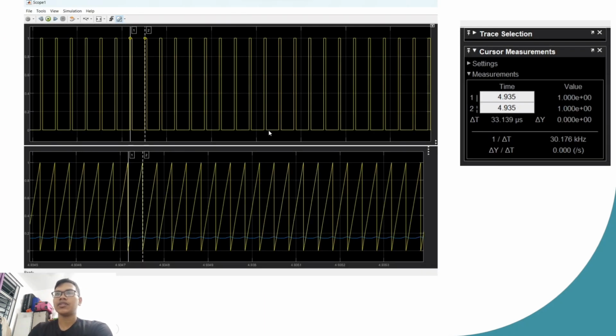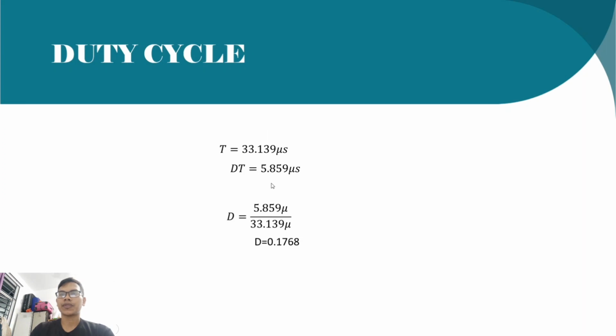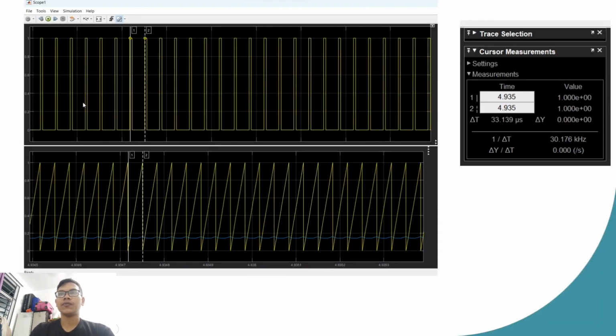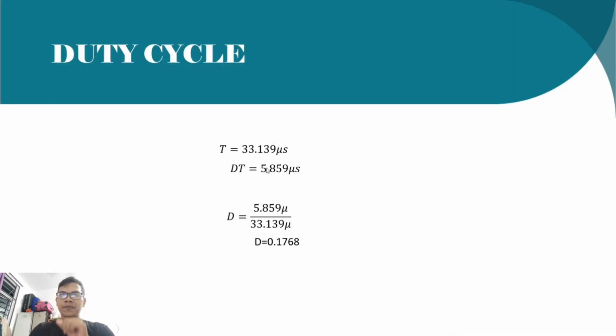The duty cycle of the circuit is equal to 0.1765. We get it from the period of the waveform, equal to 33.139 microseconds. Then we will find the value that is equal to 0.1768.